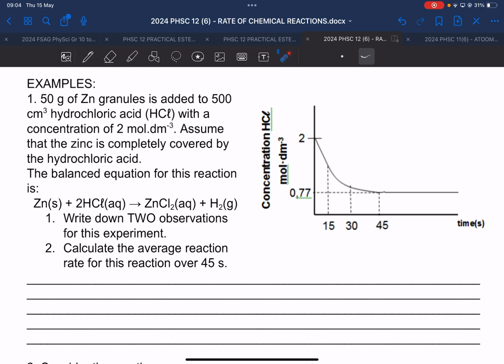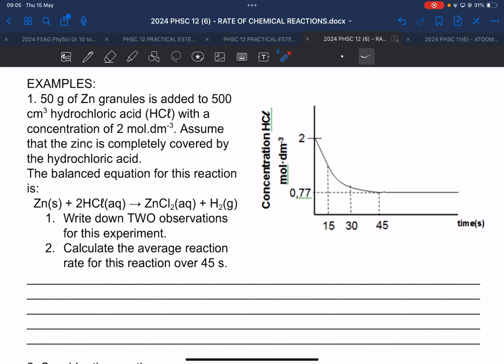Is the hydrochloric acid used up? No, you have still left over. So zinc is our limiting reagent. Then number 2, when was the reaction completed? At 45 seconds. How do you know that? The line is horizontal. Nothing is happening.